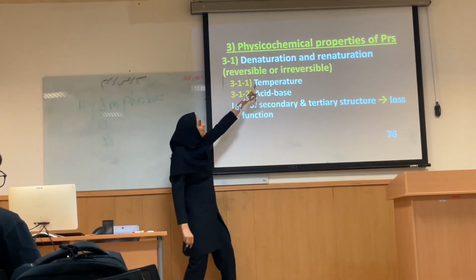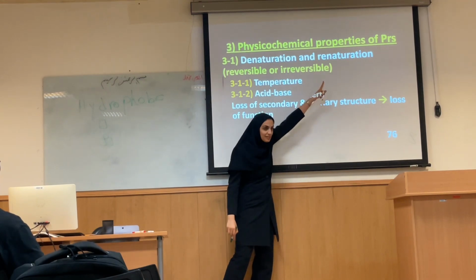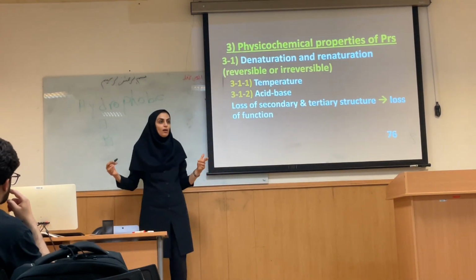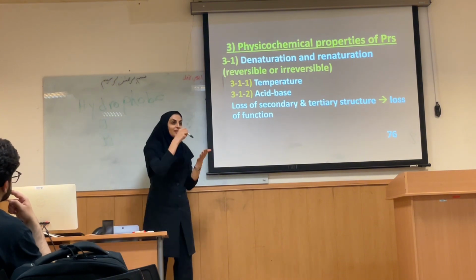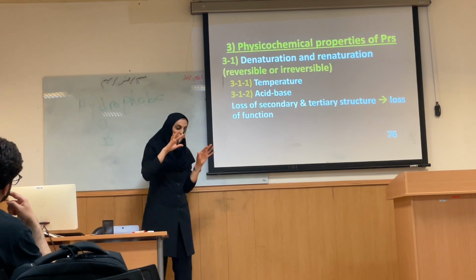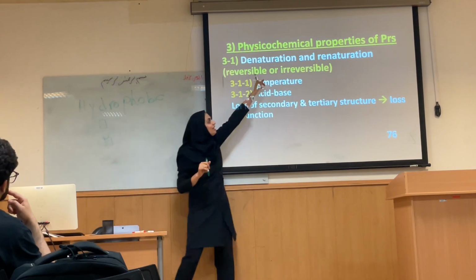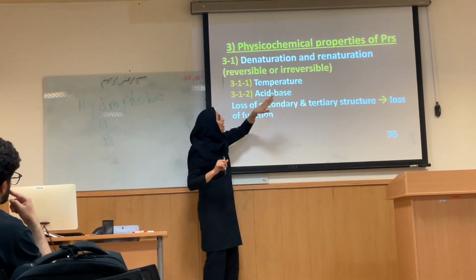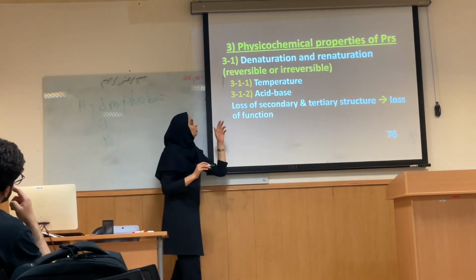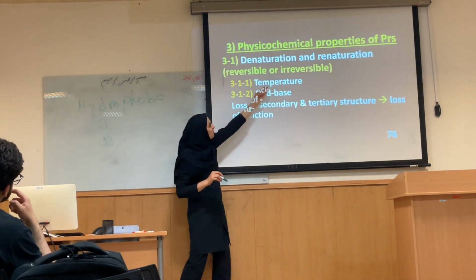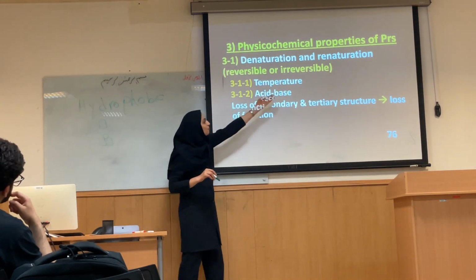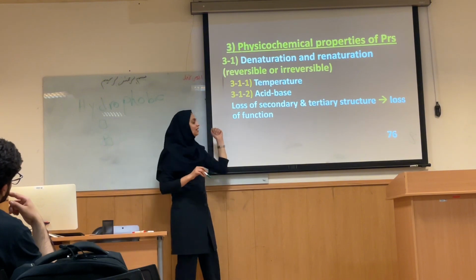What if our denaturation is irreversible? The peptide bond is broken down. Today we added some powerful acid and we denatured our proteins in an irreversible way. The things that can make a protein denatured are temperature, acid, and base. Today we worked with acid.